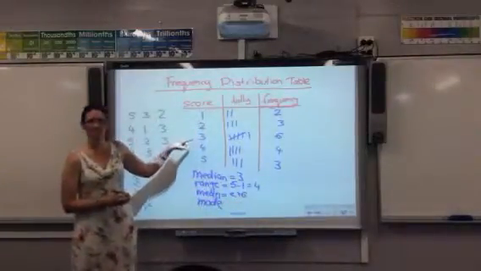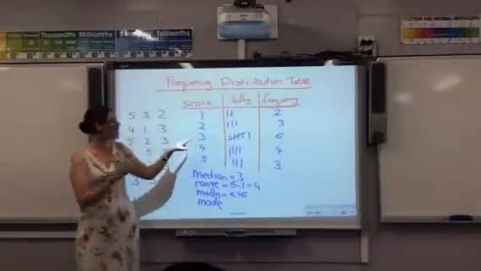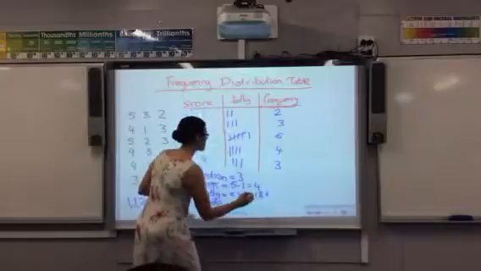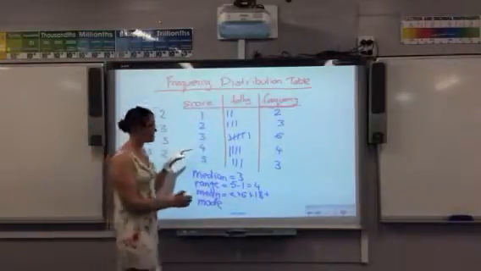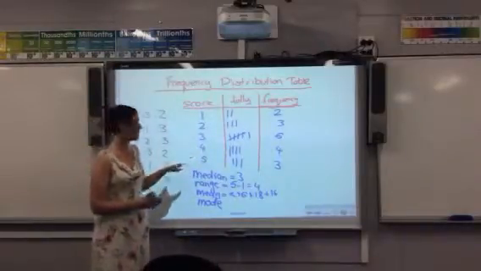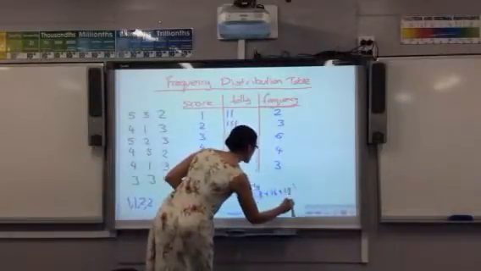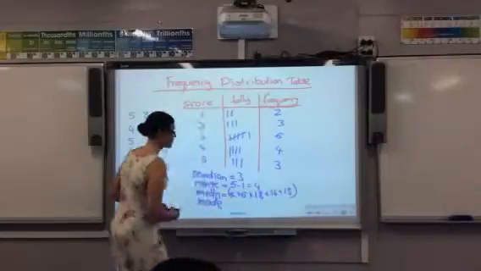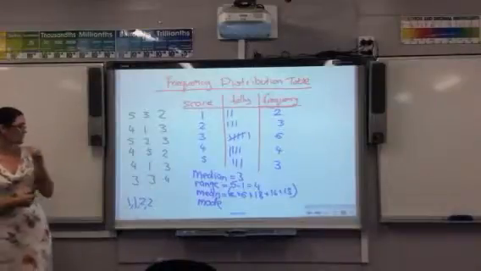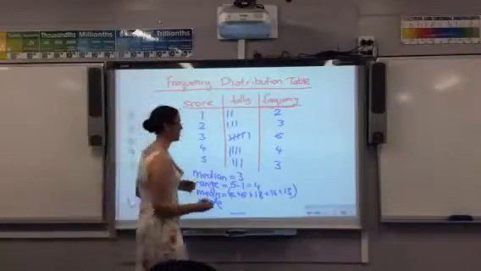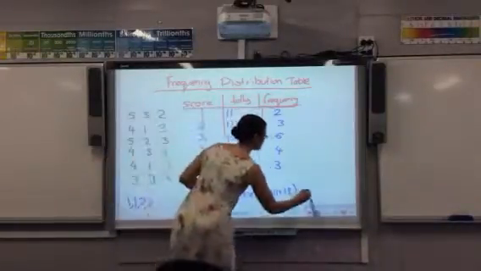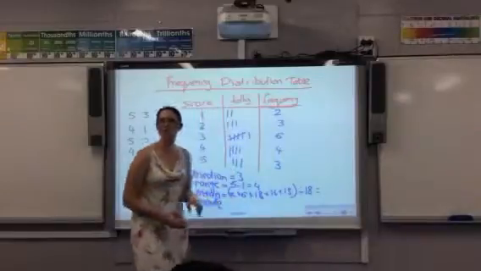How many 3s have I got? 6 of them. So if I added all the 3s up, that's 18. 4s, there's 4 of them, which is 16. And then 15. So if I add all of that up, what do I get? 57. And then what am I going to divide by? 18. 3.16 repeating. So let's just do one decimal place.